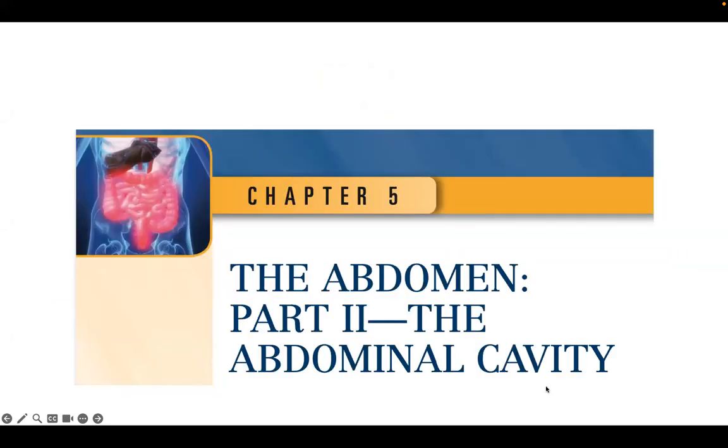So from Clinically Oriented Anatomy by Moore, this is chapter 5, the abdomen. It's a part 1 and a part 2.